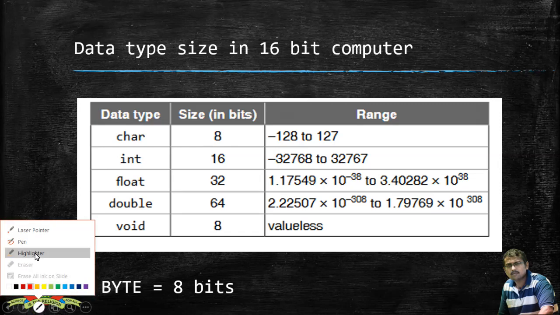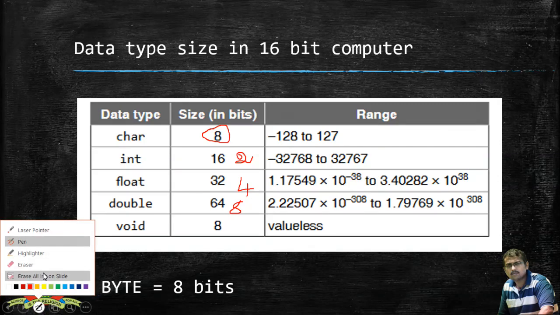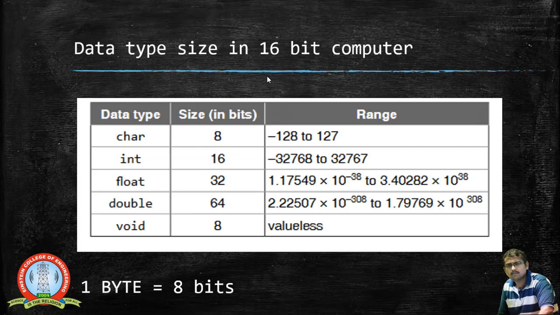We have already seen these sizes inside the classes, where I mentioned that the character size is always 1 byte, the size of the integer is 2 bytes, the float size is 4 bytes, and double is 8 bytes. These were the things we were already discussing inside the classes. Now this is for the 16-bit computer, and remember that it is only with the 16-bit computer.